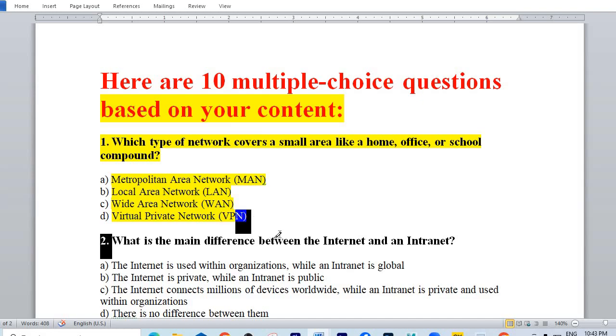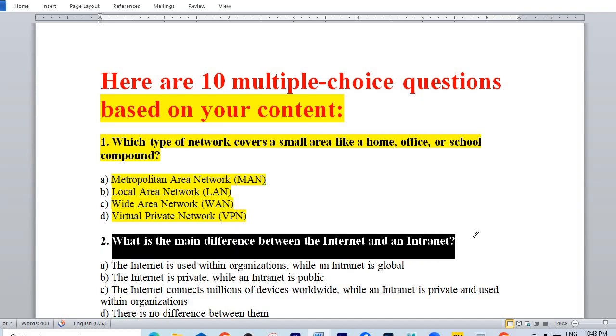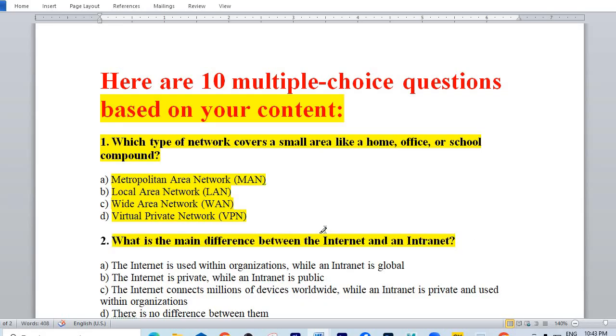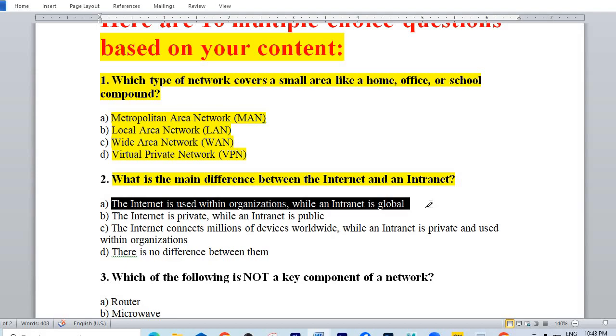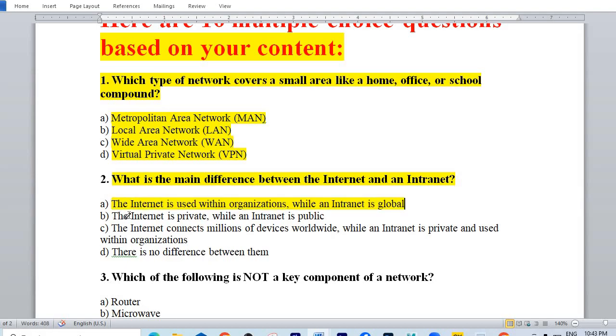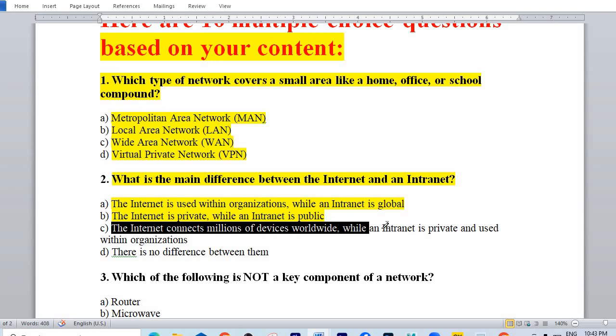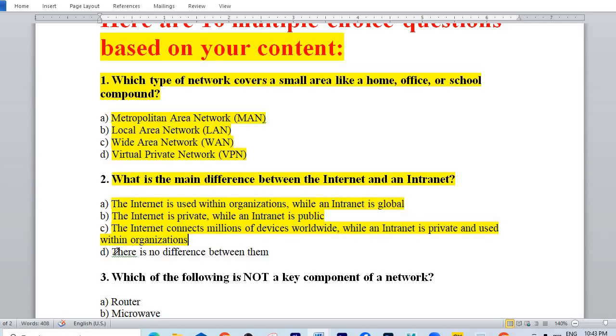Question number 2. What is the main difference between the internet and intranet? A. The internet is used within organization while an intranet is global. B. The internet is private while an intranet is public. C. The internet connects millions of devices worldwide while an intranet is private and used within an organization. D. There is no difference between them.